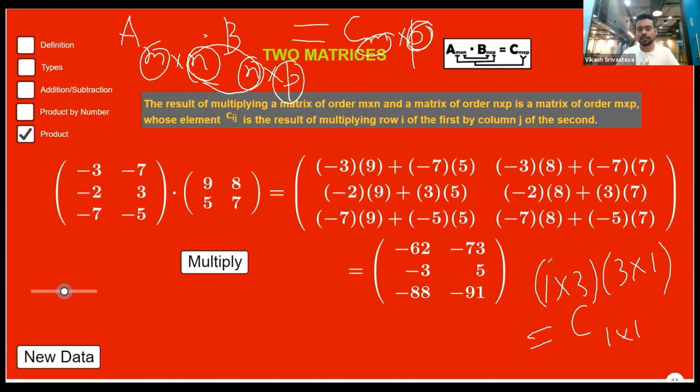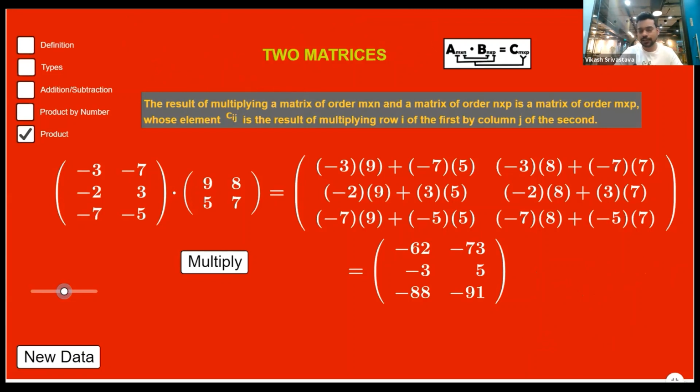So I hope you are familiar with the matrix multiplication rules. Can you please confirm over chat if you are able to understand the matrix multiplication rules and how we are getting the order of the resultant matrix? Okay, perfect.